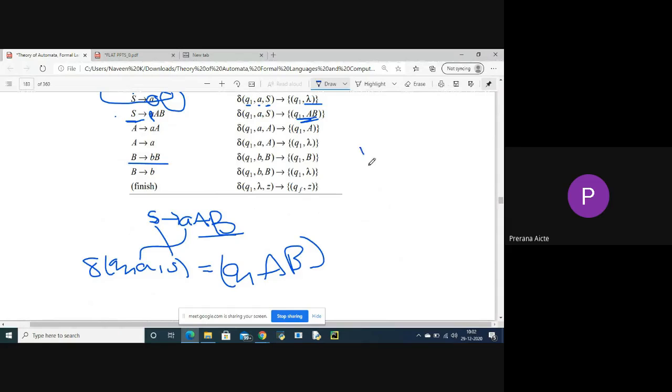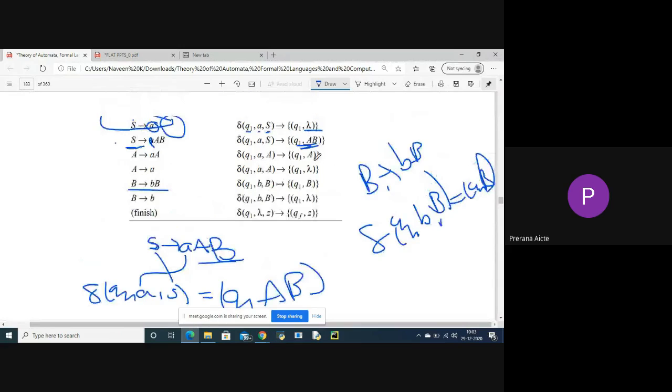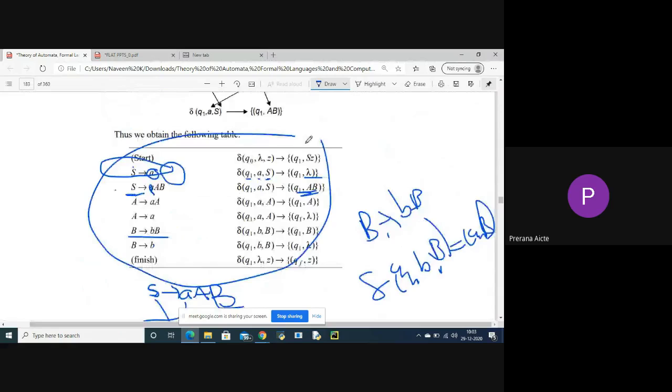Okay, in the same manner, B tends to BB. It is delta of Q1 comma B, that is equal to Q1 comma capital BB. It is the procedure for conversion of CFG to PDA.